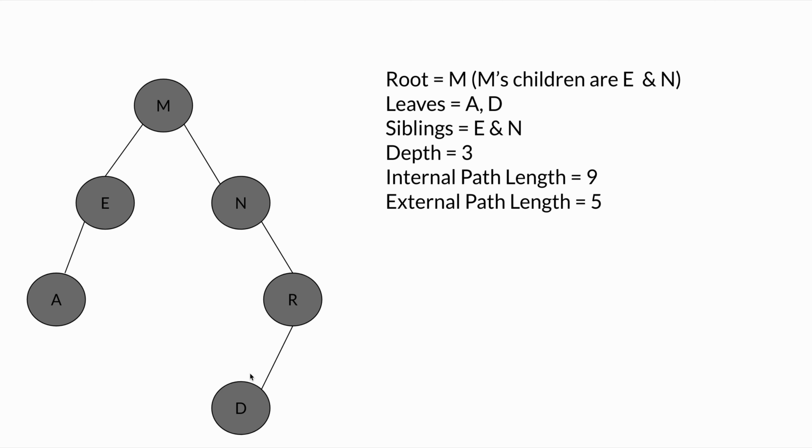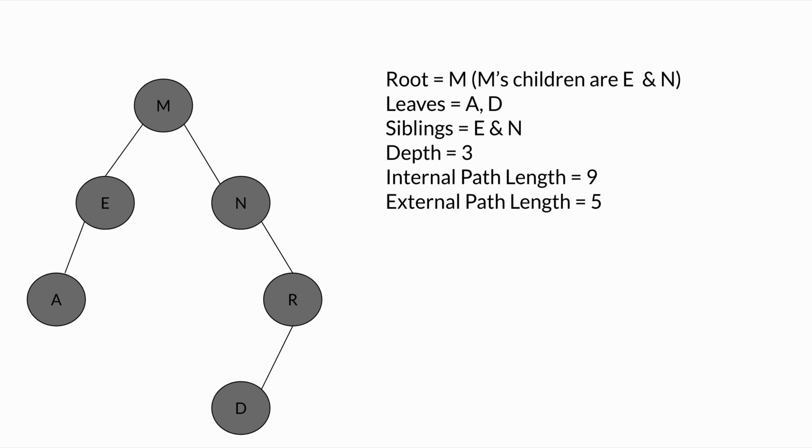D would actually be before M, so it would be here, but after E. So D would be placed right here. But I'm going to leave D where it is, in our case, just so I can get accurate depth, internal, and external path length values. So in this tree, M is the root of the tree, it's at the top, and its children are E and N. The leaves of the tree are the nodes with no children, so that's A and D. E and N are examples of siblings. This tree actually only has one pair of siblings, which are E and N.